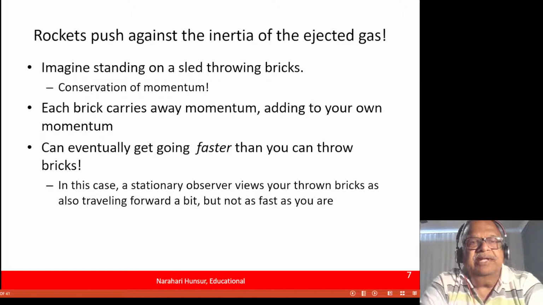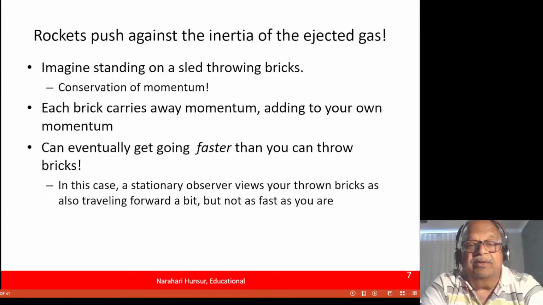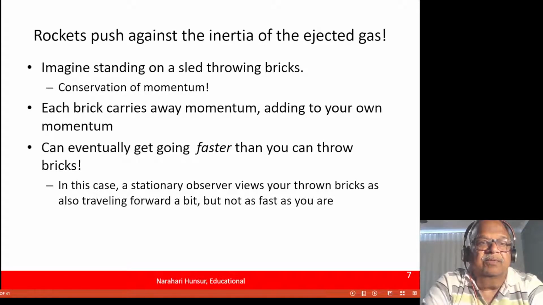So imagine standing on a sled throwing bricks, and conservation of momentum says the brick takes away a certain amount of momentum, and the same momentum is carried back into the sled. It's like, let's say you're sitting on a chair with wheels and you try to push the table. The table may not move, but the chair will move backwards. So that is the conservation of momentum.